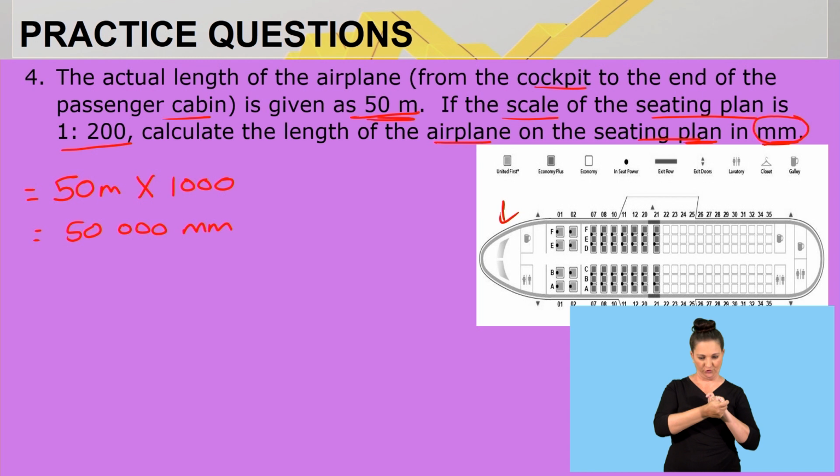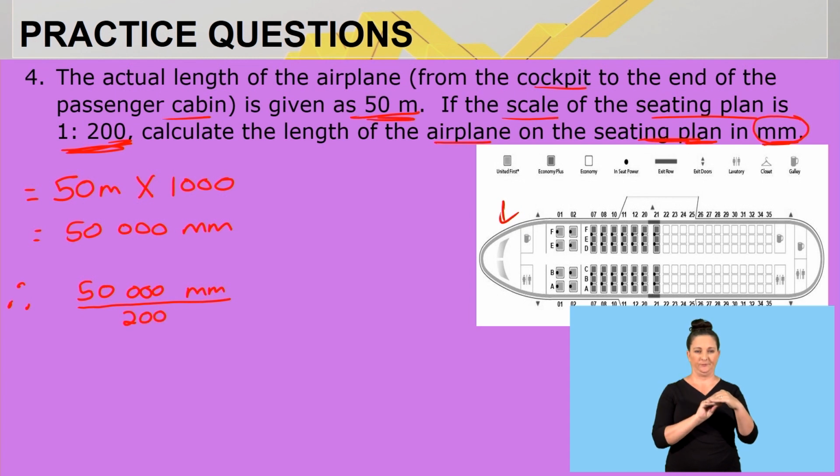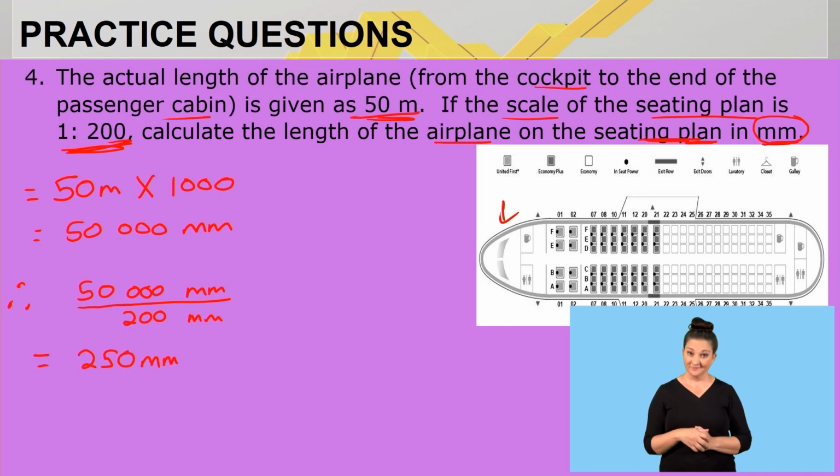What is the equivalent value in millimeters when I reduce it basically to a picture, in this case the seating plan? So therefore, what will happen now? Remember, scale is given 1:200. So therefore, I'll take my 50,000 millimeters and I'll divide that by my 200. So 50,000 divided by 200, I divide it by my scale. This then will give me 250 millimeters. Guys, are we clear?